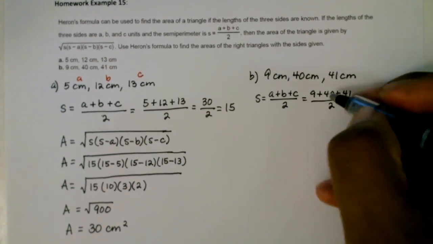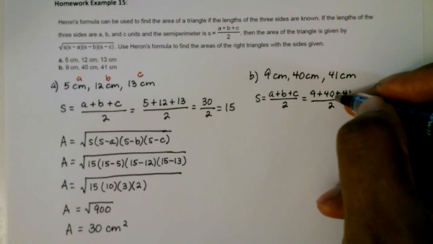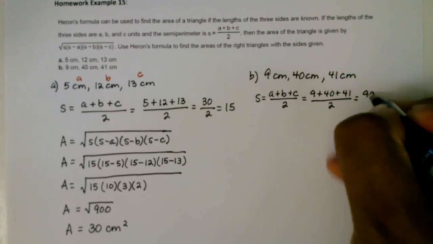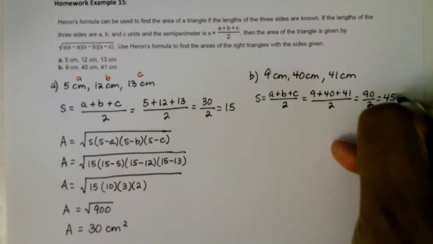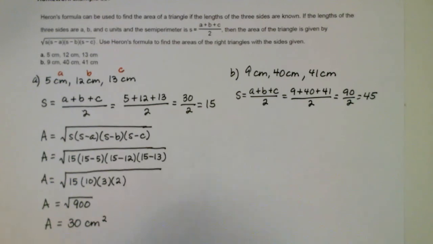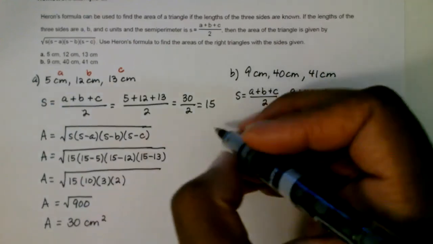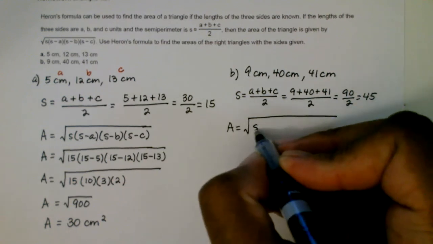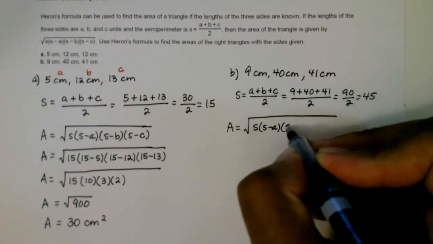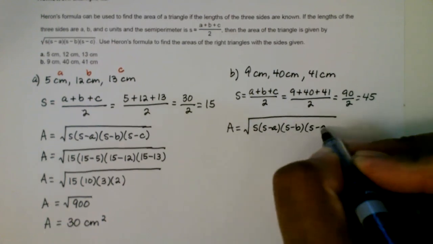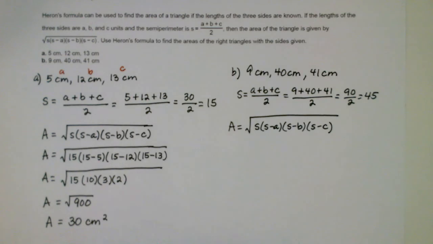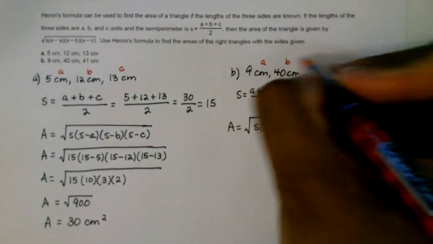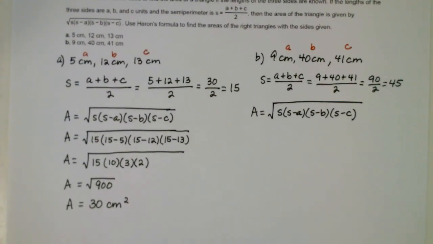41 divided by 2. Let's see, 9 and 40 is 49, plus 41 will be 90. 90 divided by 2 is 45. So the semi-perimeter will be 45. And then we use Heron's formula. A is equal to the square root of S times S minus A times S minus B times S minus C. Okay. So in this case here, your A is going to be 9, B will be 40, and C will be 41.